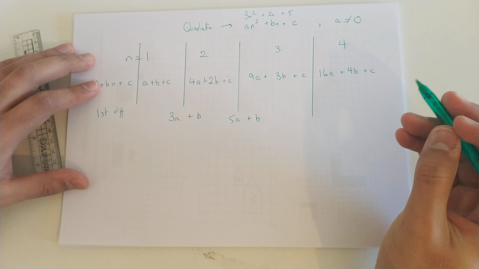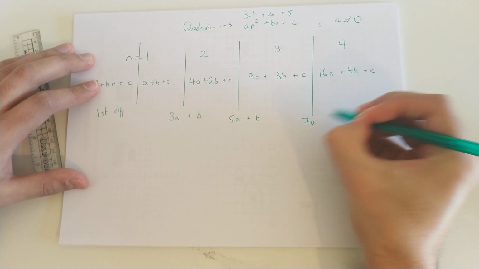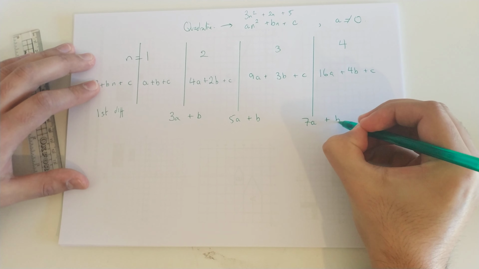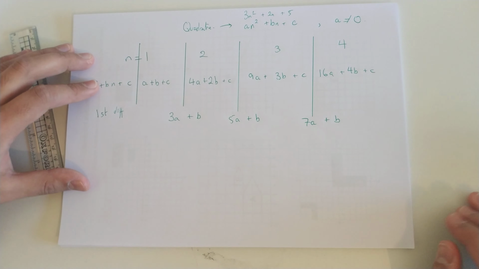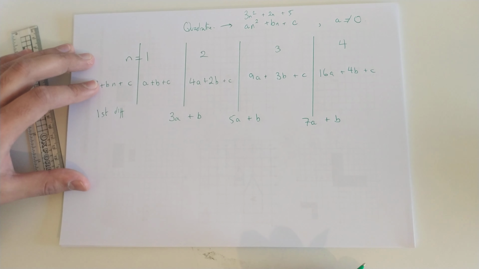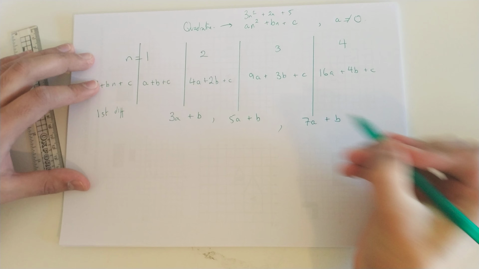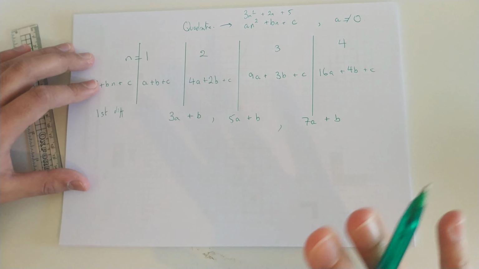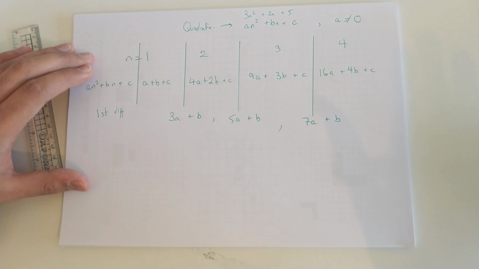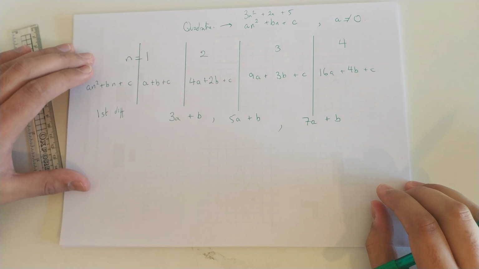The first difference in this case: 16a take away 9a, that's going to be 7a. 4b take away 3b, that's just b. c take away c, again that vanishes. So the first differences are these numbers here: 3a plus b, 5a plus b, and then 7a plus b. And you can probably see why we're going to have to divide by 2, but we'll get to that hopefully in a second as well.